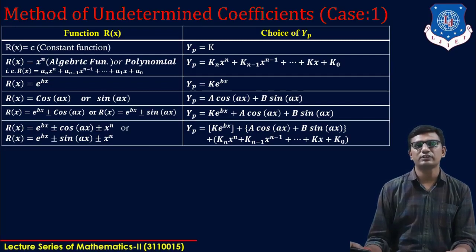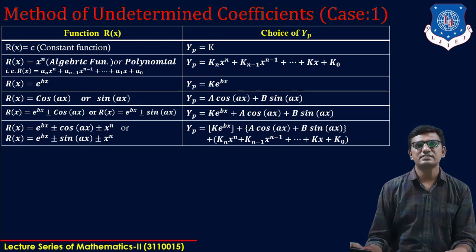When r(x) is an algebraic function x raised to n or any polynomial of degree n like an x raised to n up to a1x plus a0, then the choice of yp is kn x raised to n plus kn minus 1 x raised to n minus 1 up to k1x plus k0. Here kn, kn minus 1, k1 and k0 are undetermined coefficients. We have to find the values of the undetermined coefficients by this method. If r(x) is exponential function e raised to bx, then the choice of yp is k e raised to bx.